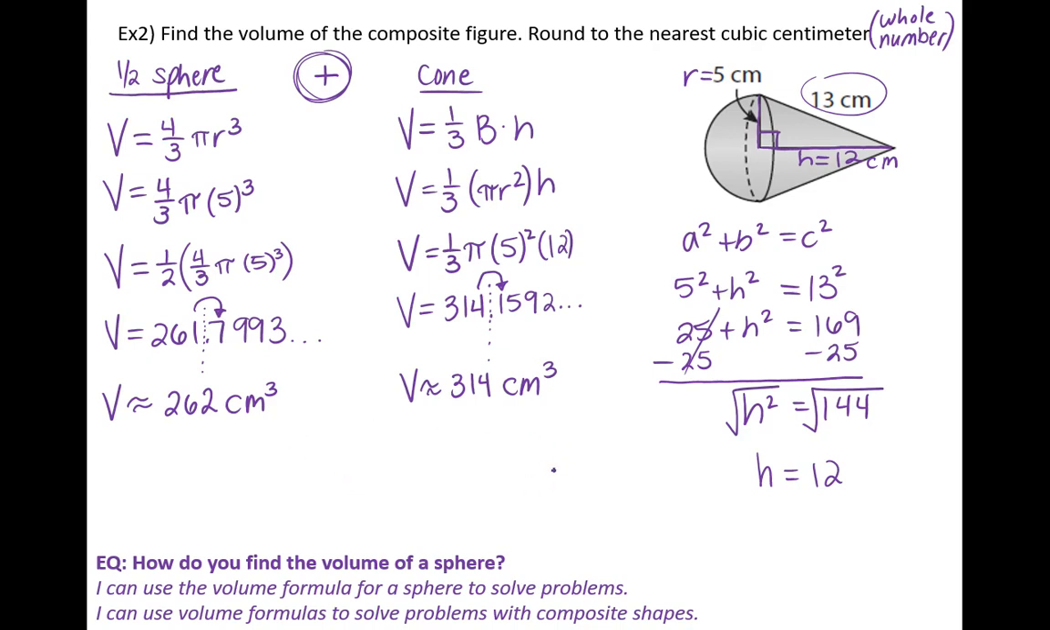Our final step back at the top, we did say we were going to be adding those together. So adding them together, I have 262 plus 314. When I add them together, I get 576. So I have a volume of 576 centimeters cubed. And that finishes our notes for today.